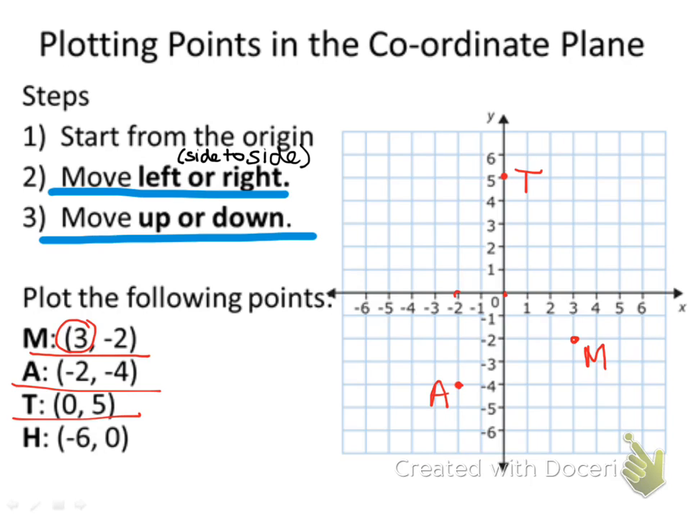And the last one, H. Again, I go back to my origin. I start here in the middle. It says -6, so I'm going to go to where -6 is here. And then our second coordinate is 0, which means we're moving neither up nor down. So that means -6, 0. That would be our point H right here.